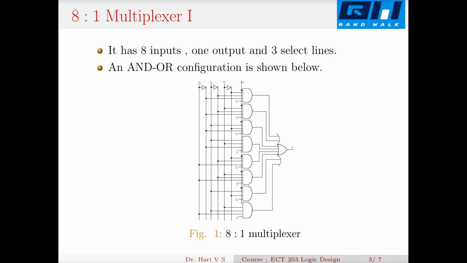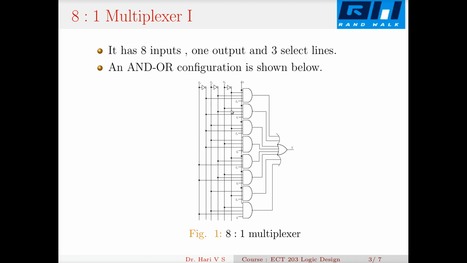So let us consider an 8:1 multiplexer. This has 8 input lines, I0, I1, I2 to I7. There are 8 inputs. These are all 5 input AND gates. This is an AND-OR configuration with 5 input AND gates and 1 OR gate. So 3 inputs of each gate go to the minterms, like S0 bar, S1 bar, S2 bar, that way. S2 bar, S1 bar, S0 bar.